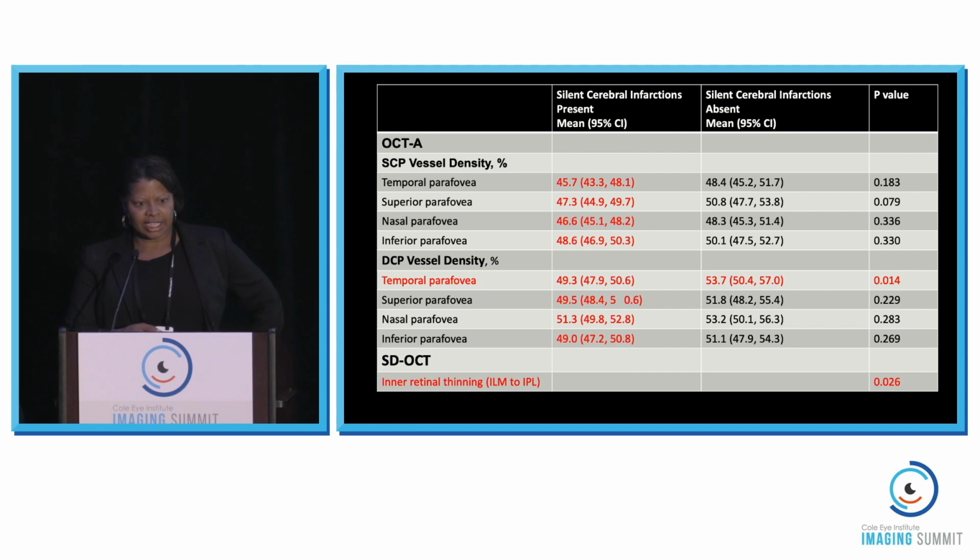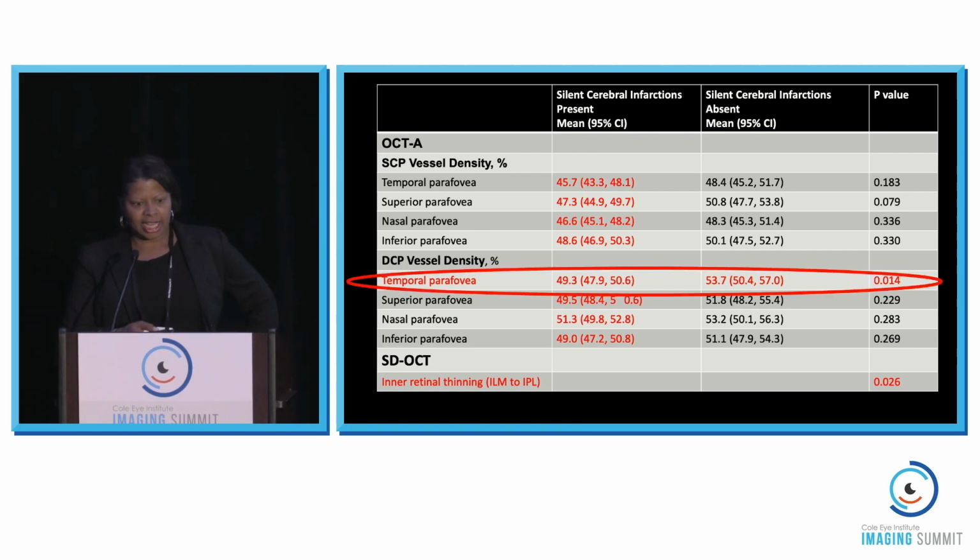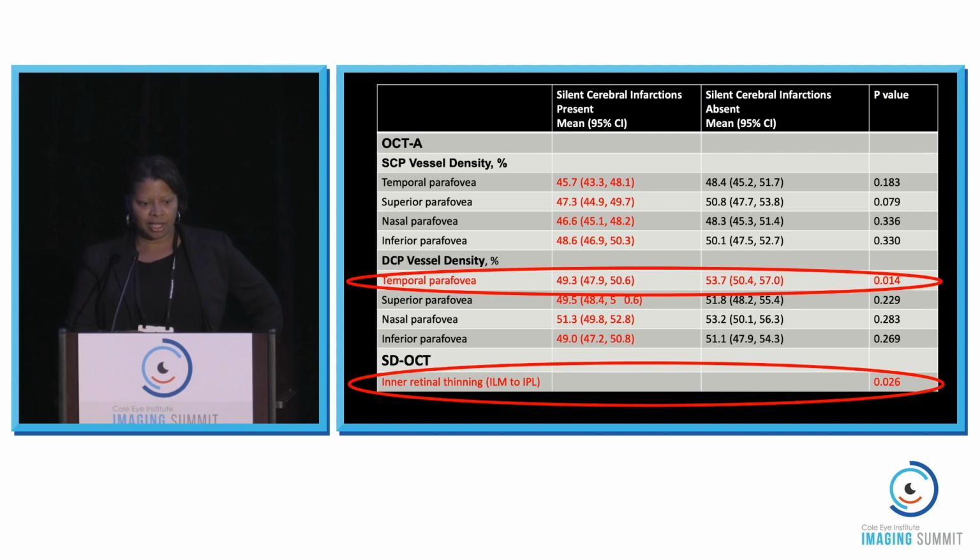Here are our findings with the superficial capillary vessel density versus deep, and versus the OCT thinning. We found that the temporal parafovea was indeed significant for patients having silent cerebral infarcts, and also for the percentage of loss of flow in the deep capillary plexus. And then they also had corresponding intraretinal thinning on their spectral domain OCT.